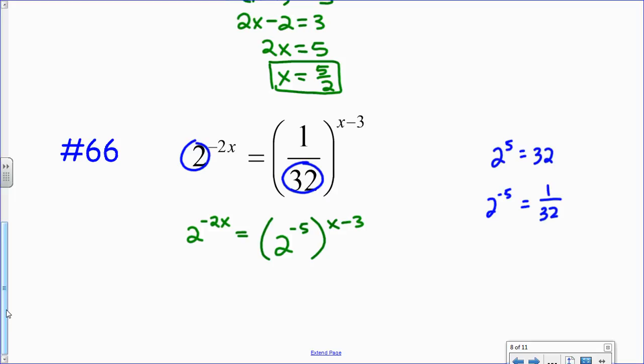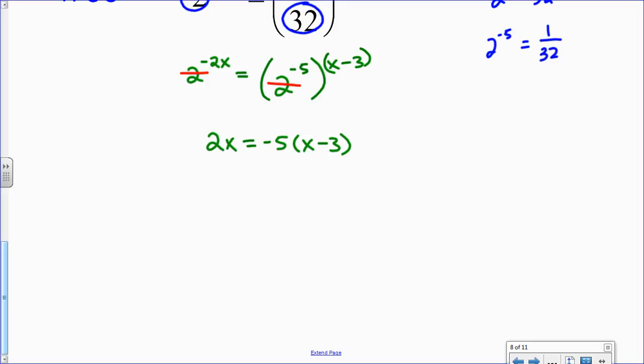Okay. So now that you have a common base, you can cancel and set the exponents equal to each other. Make sure you remember to distribute your negative 5. Oh, yes, thank you. Okay, distribute negative 5. Add 5x to both sides. And divide by 3.